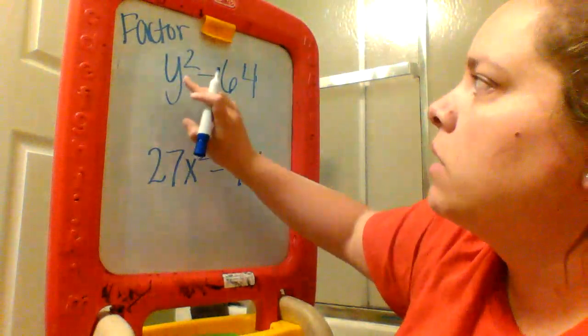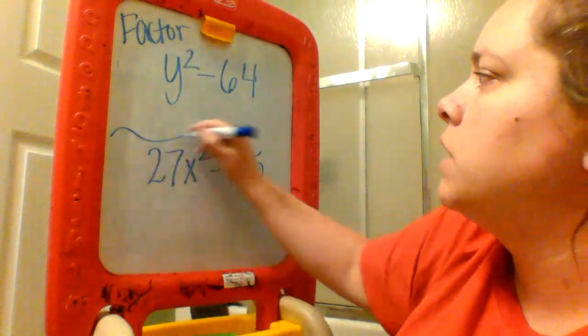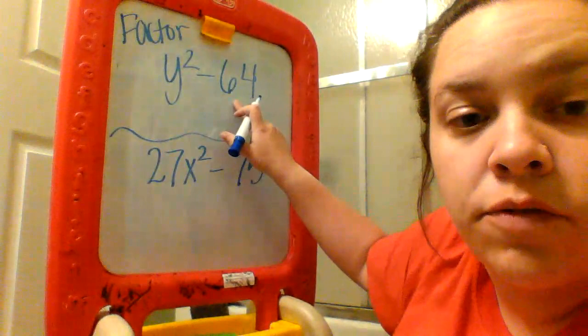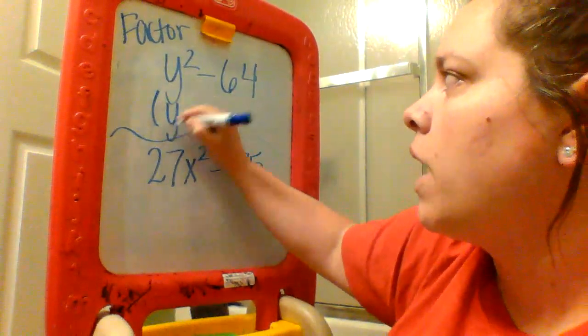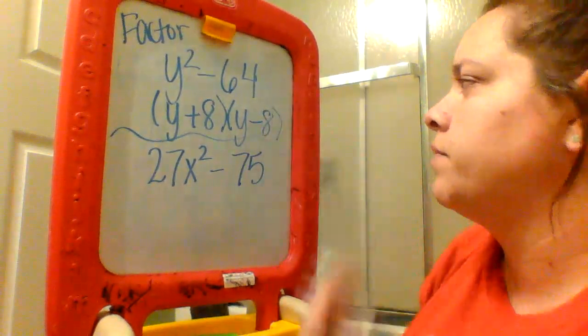All right, so standard form, GCF, nope. Difference, yes. Perfect square, yes. Perfect square, square root of 64 is 8. So that'll be y plus 8 and y minus 8.